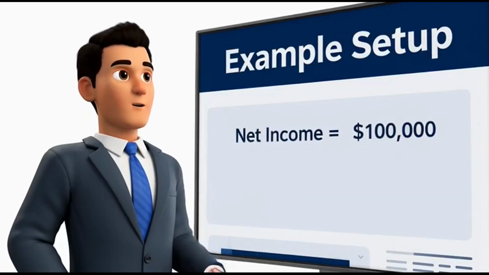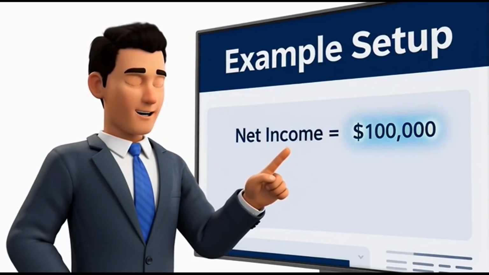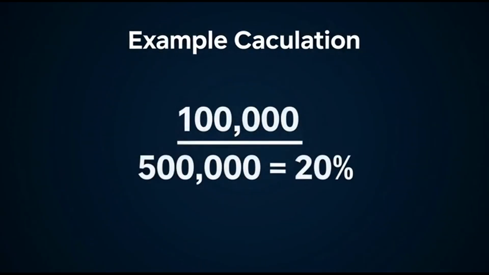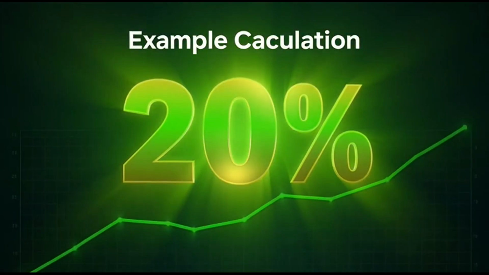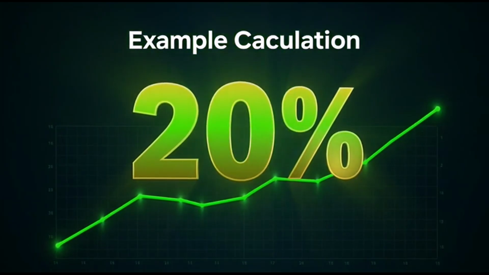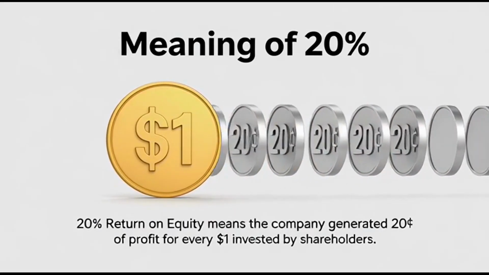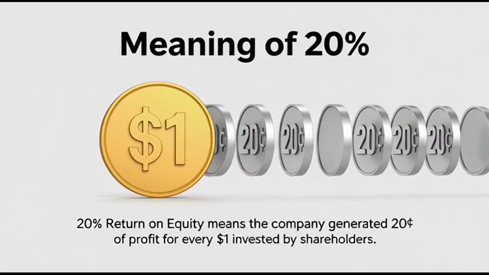For example, if a company earns $100,000 in profit and has $500,000 in equity, its return on equity is 20%. That means the company generated 20 cents of profit for every dollar invested by shareholders.